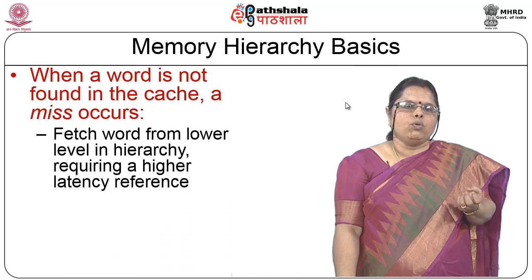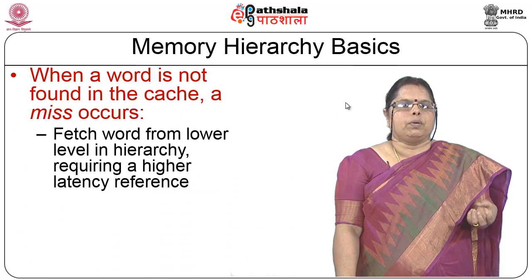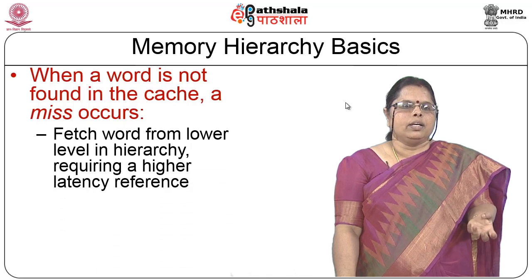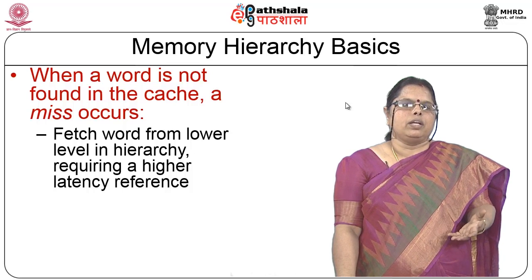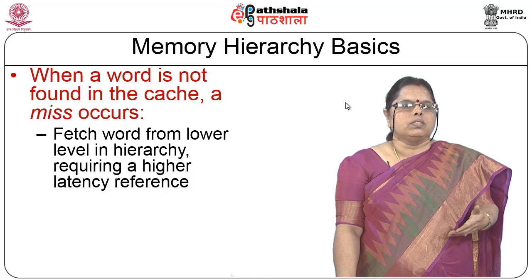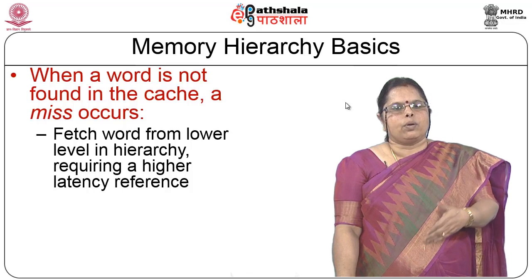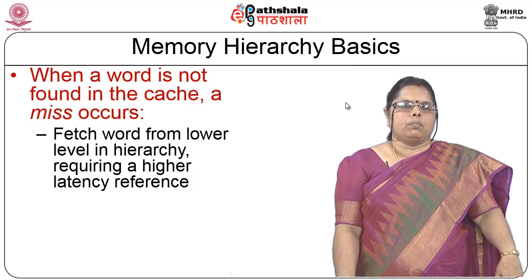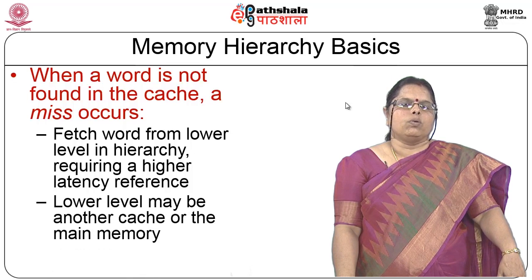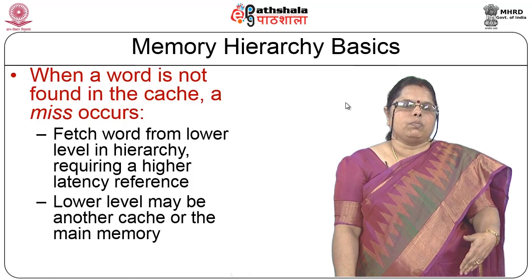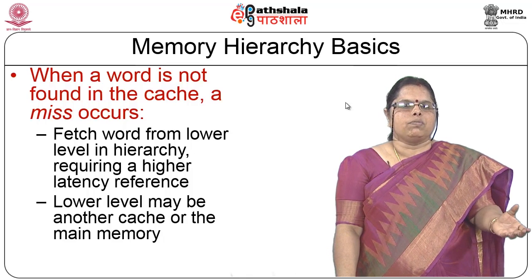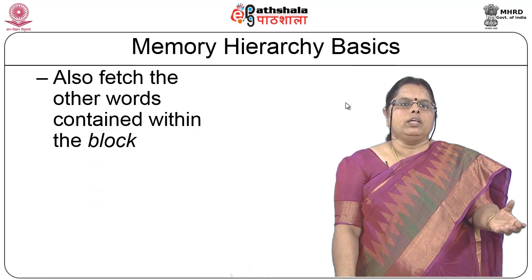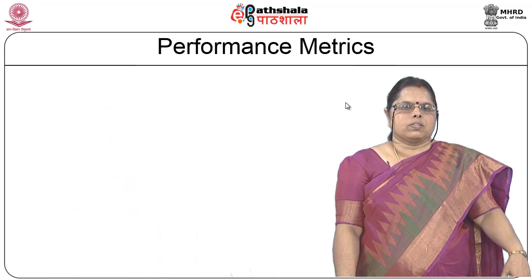So, if you find a word in a particular level of memory, it is called a hit. If it is not available in that particular level of memory, it is a miss. For example, if you look at a word in a cache and you find it, it is a hit, otherwise it is a miss. If it is a miss, then you try to access the word from the next level of memory, and when you access it from the next level, you do not bring that word alone. Along with that, you bring in a block of data, so that you are trying to exploit the spatial locality of reference.